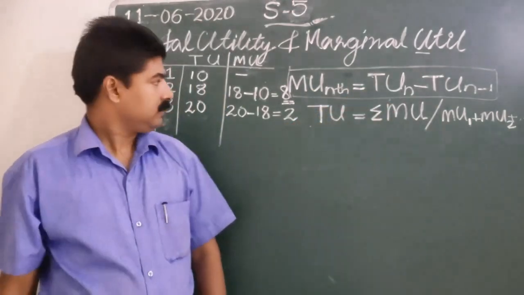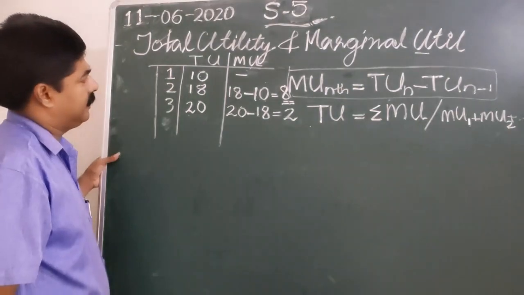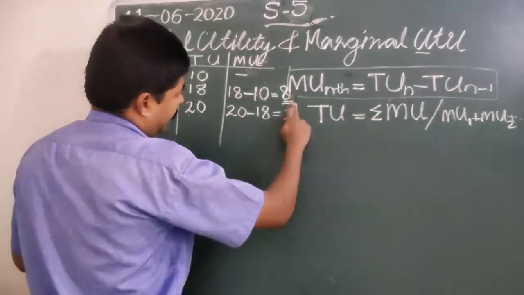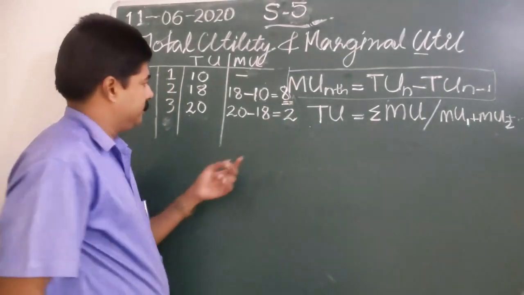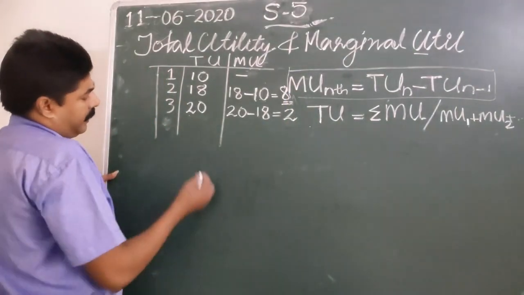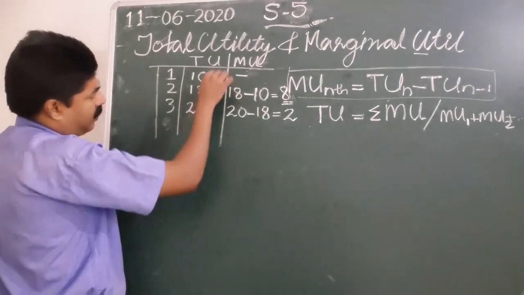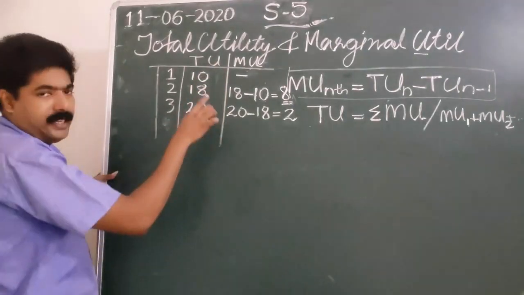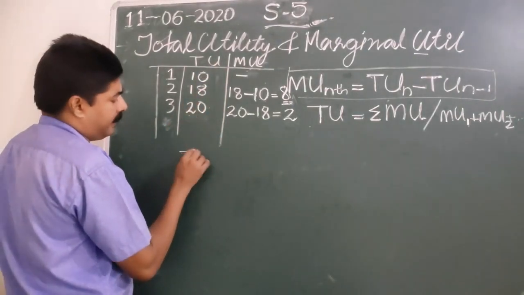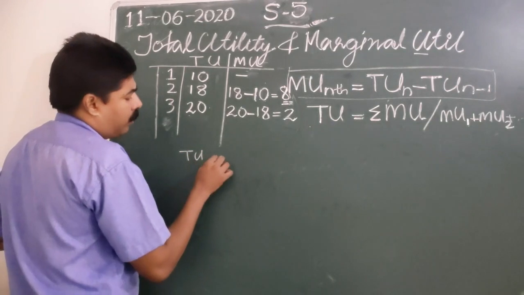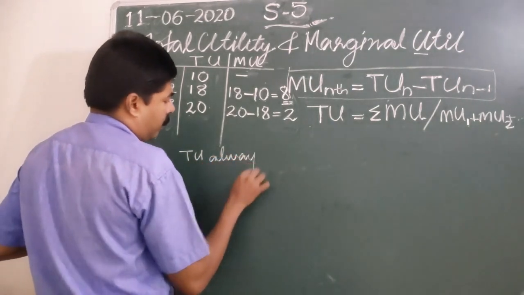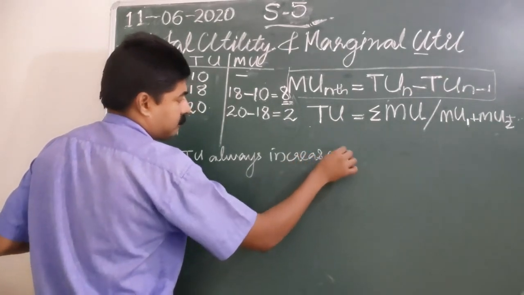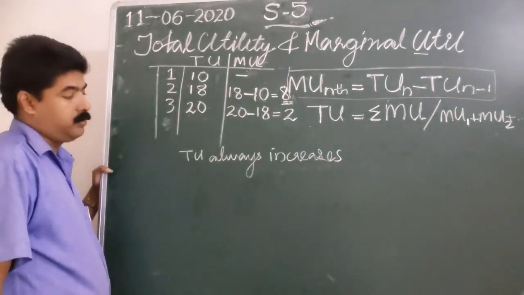Now, if you observe here, we can understand two factors. About the total utility, there is a constant increase in total utility. You can see an increase in the nature of total utility. So you can write: total utility always increases when one more unit of commodity is consumed.